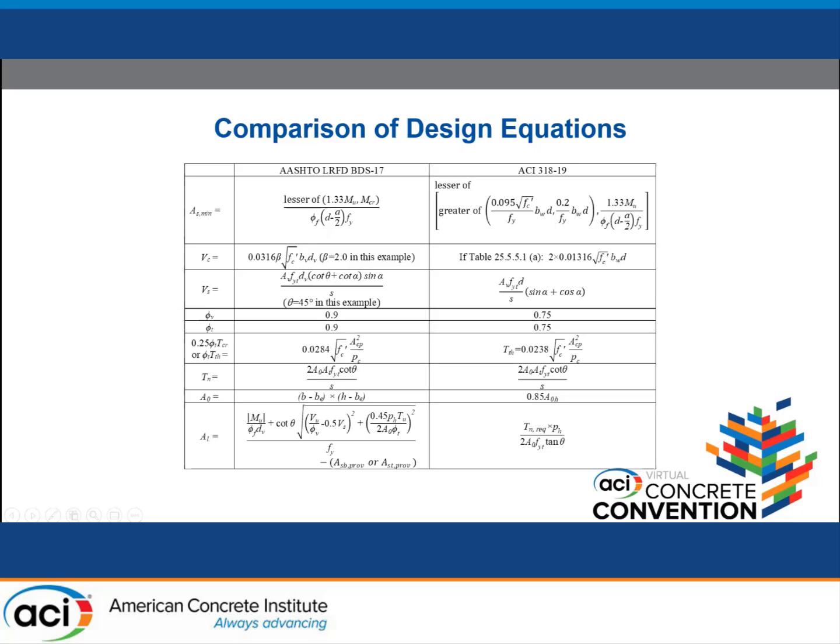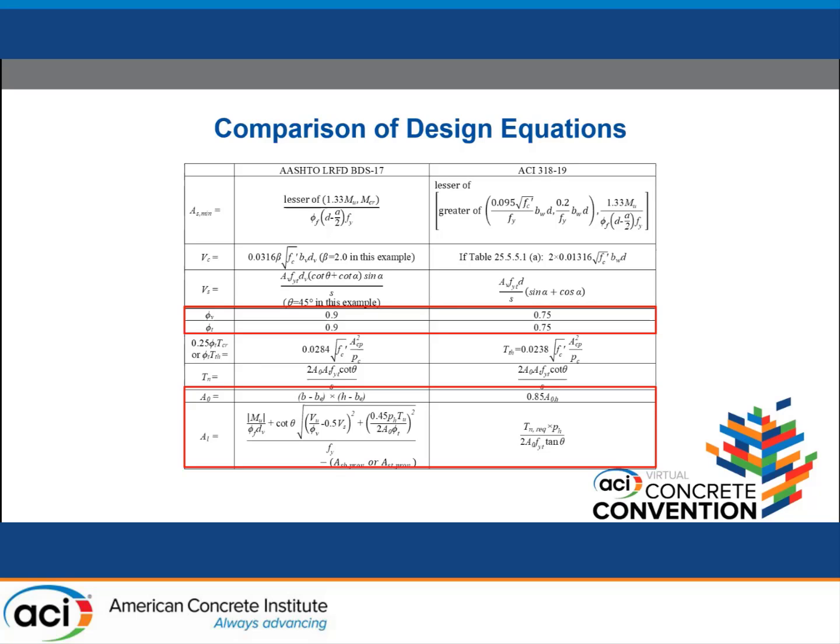As you can see here, most of the equations used in the two codes are very similar to each other, but there are some differences. The major difference is the strength reduction factors for shear and torsion design. AASHTO uses 0.9, while ACI 318 uses 0.75. Another difference is how AASHTO and ACI 318 consider the additional longitudinal reinforcement.